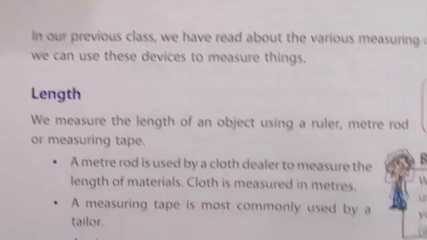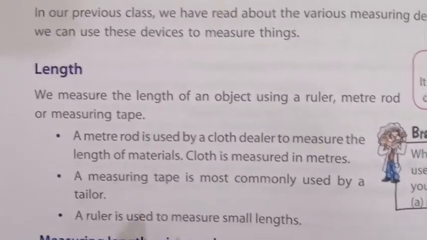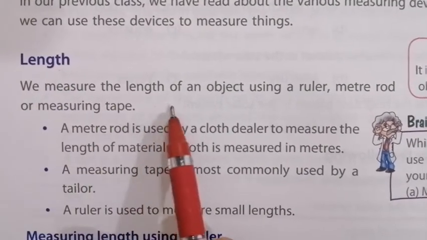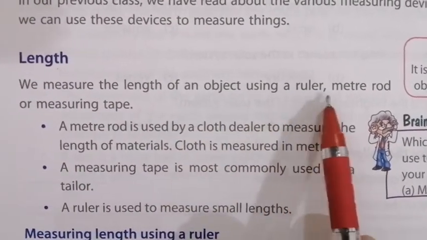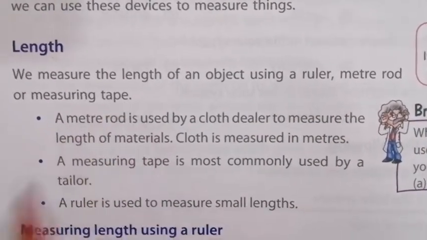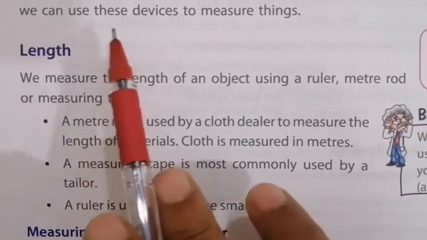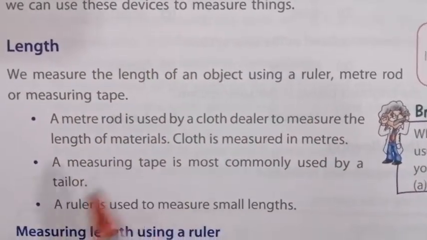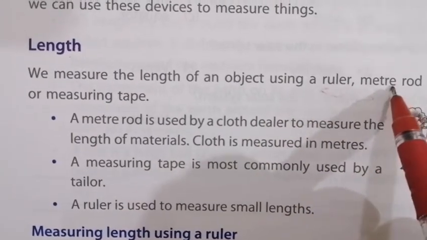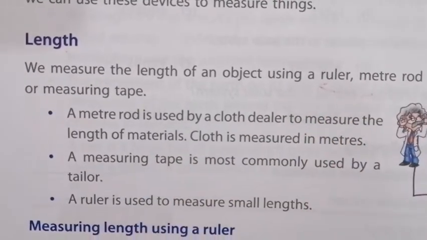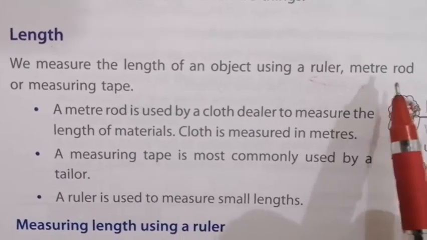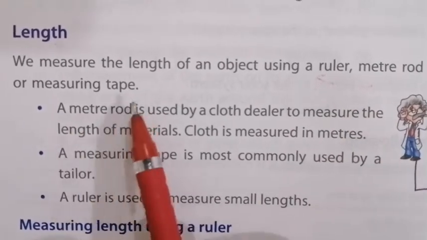So first we are going to see about length. What is the first one? Length. Okay. So we measure the length of an object using a ruler, meter rod or a measuring tape. Okay. So length is the distance between two things, isn't it? So we measure by using a ruler, that is your scale, or a meter rod. You can see when you go to textiles, they'll measure the cloth using a meter rod or a measuring tape.